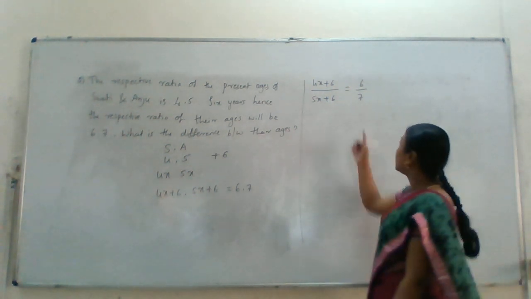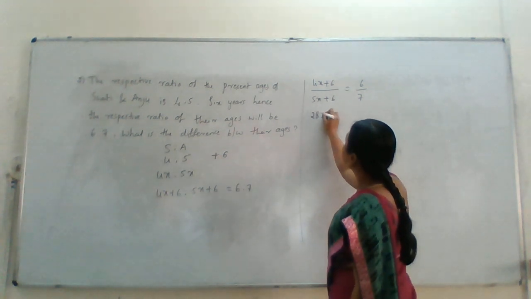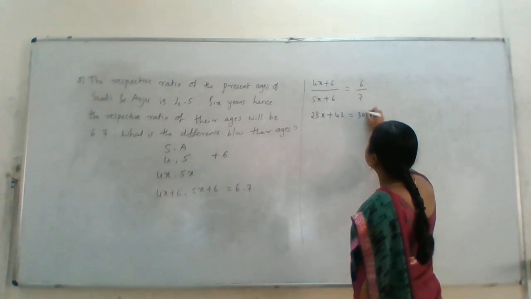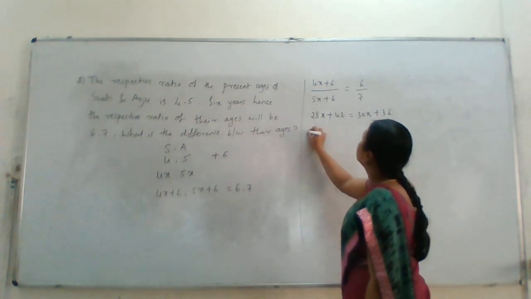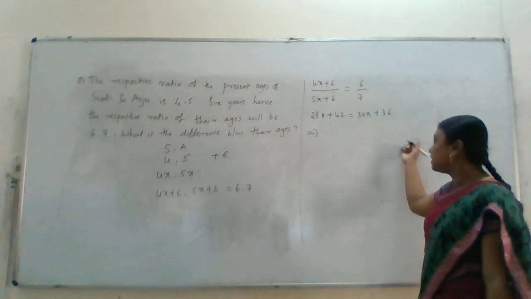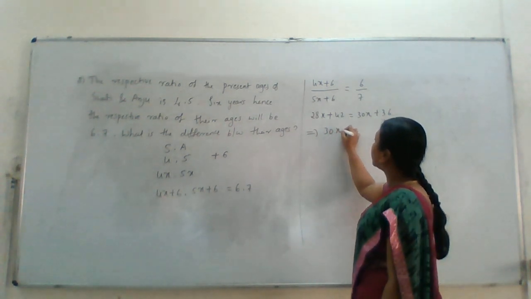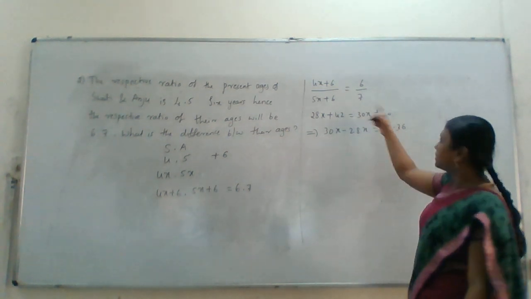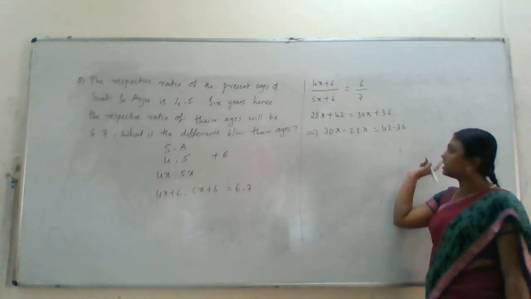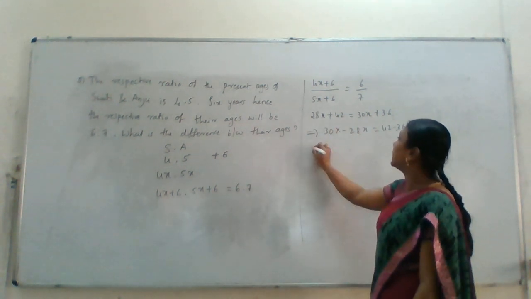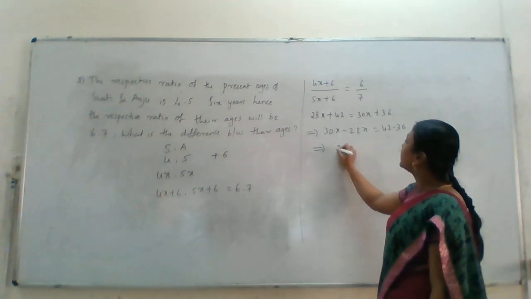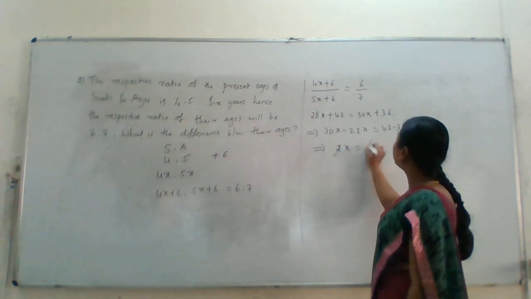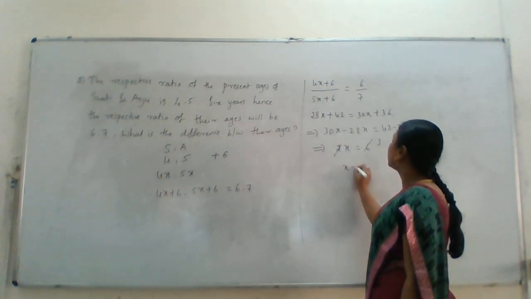Now by cross multiplication, 7 into 4 is 28x plus 7 into 6 is 42, is equal to 6 into 5 is 30x plus 6 into 6 is 36. So this implies, take this 28x, it becomes 30x minus 28x is equal to 42 minus 36. Then 30 minus 28 is 2x. 42 minus 36 is 6. So 2 ones are 2, 2 threes are 6, it cancels. Hence x is equal to 3.